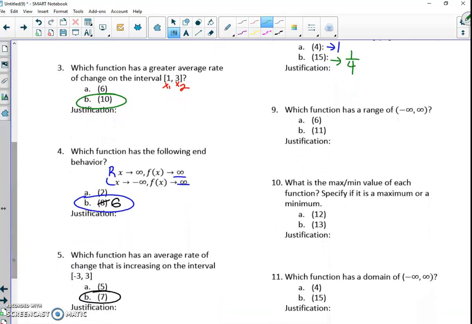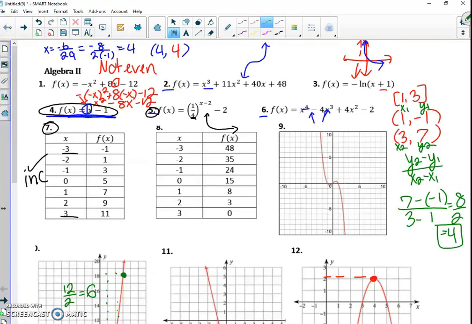This says, which function has a range of negative infinity to positive infinity, 6 or 11? Okay, so 6 is this.